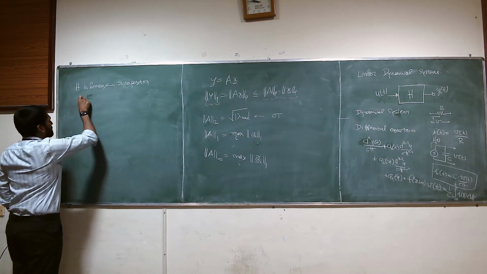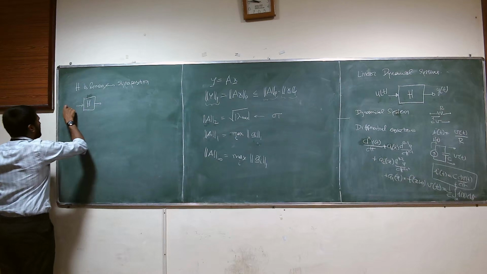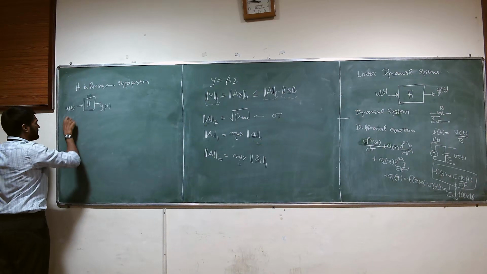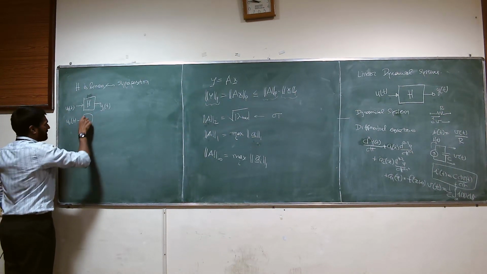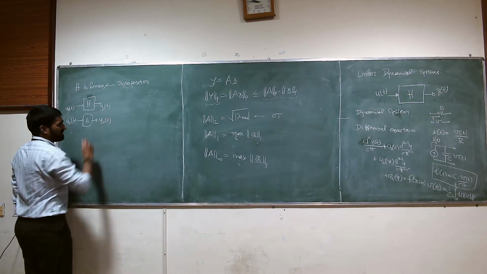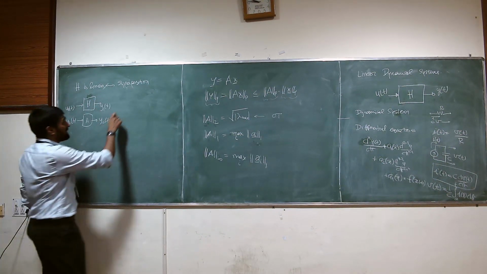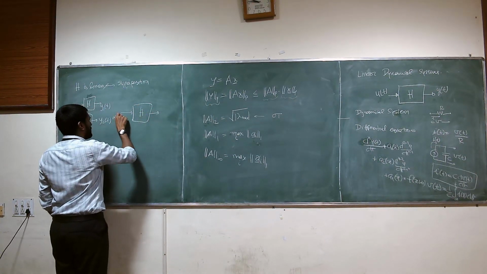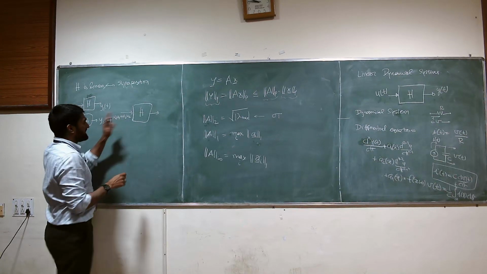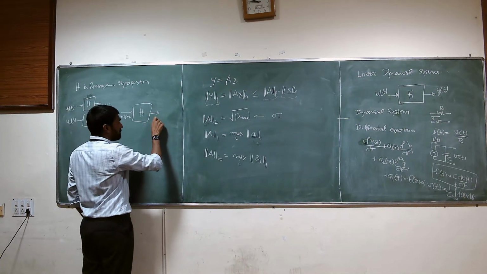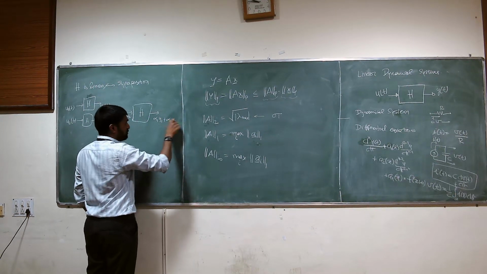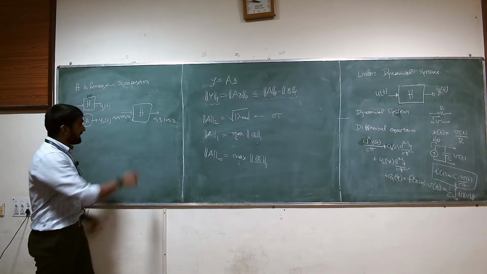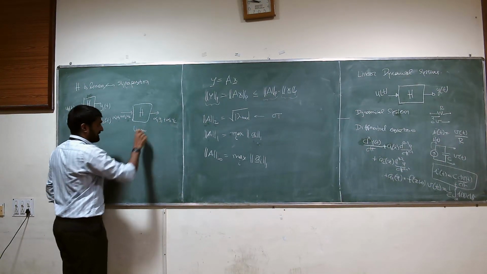Right. Now, if you have the system H, if I apply U1 of t and I get Y1 of t, and if I apply U2 of t and I get Y2 of t, if the system is linear, then if I apply alpha 1 U1 plus alpha 2 U2, I've dropped the t's, and if my output is simply alpha 1 Y1 plus alpha 2 Y2, for all possible U1, U2, and for all possible alpha 1, alpha 2, then you say the system is linear.